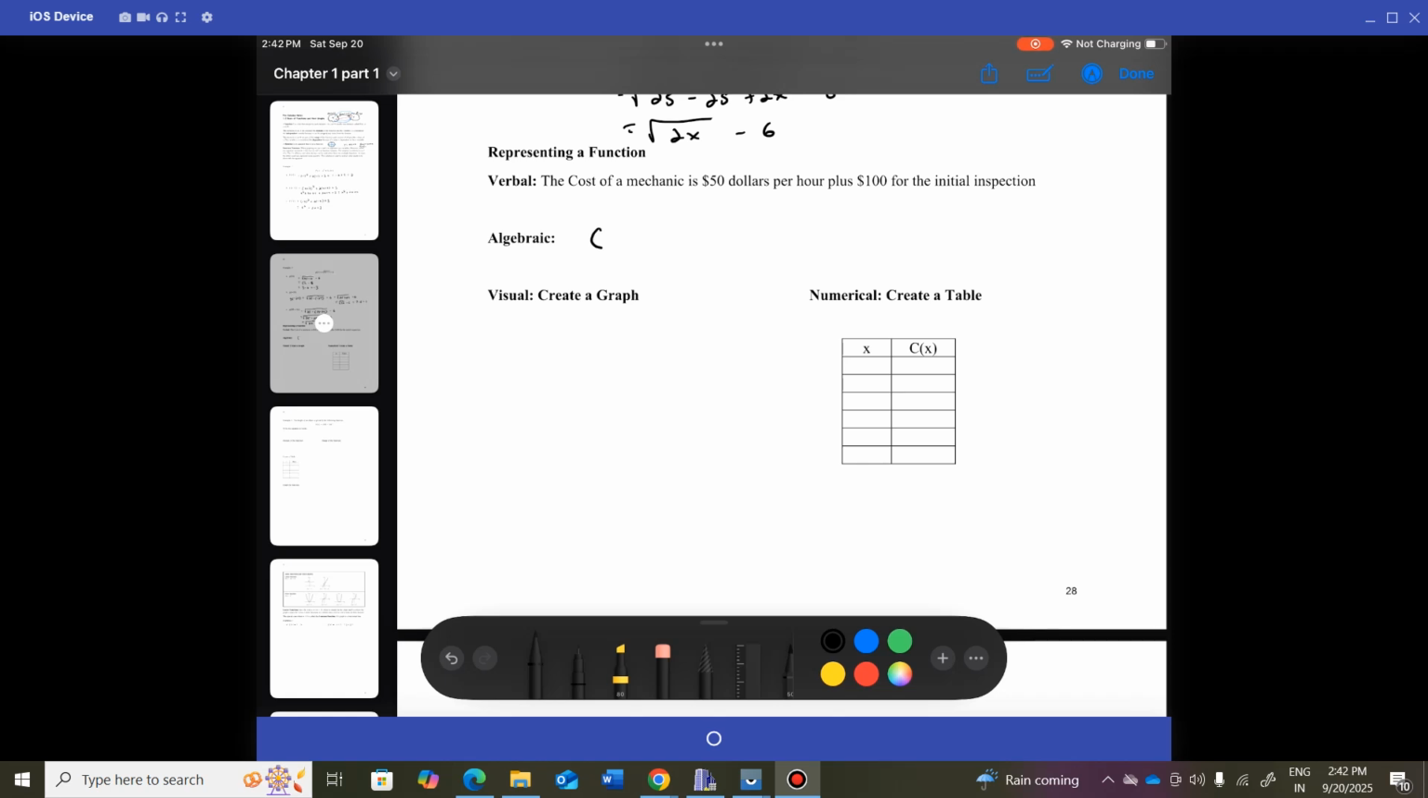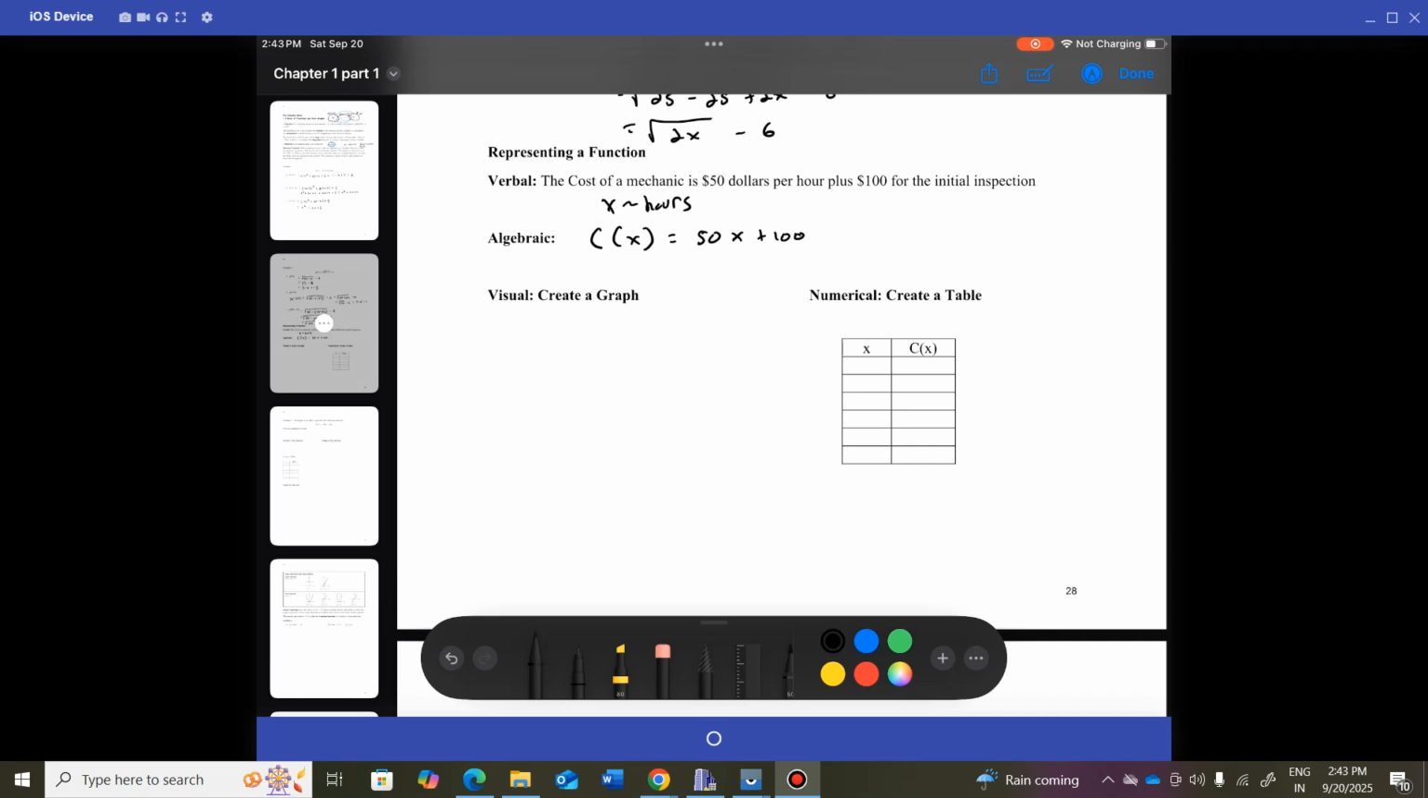Cost, we'll go C of x, where x is equal to the number of hours that the mechanic works. C of x equals 50 times x, so $50 for every hour, so 50 times how many hours, plus 100. And there's your equation. So that's the second way of expressing a function. Third way is, we'll do the graph later. Third way is the table. So we can make a table of values.